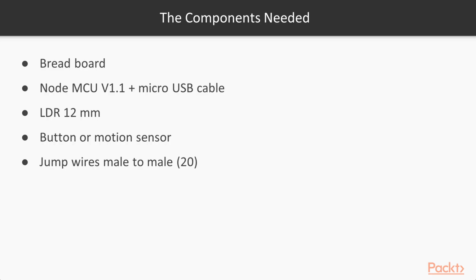Now let's take a look at the components needed. So obviously we need a breadboard, you need a Node MCU version 1.1. I'm sure we have a micro USB cable. You're going to need an LDR, 12mm, doesn't matter. You can also use a smaller one. You need a button or a motion sensor, both do exactly the same. A motion sensor also gives you a high value and the button also does the same. So just to keep things under controlled complexity, we're using a button. You can also use a motion sensor. You also need some jumper wires, male to male, about 20 should be good.